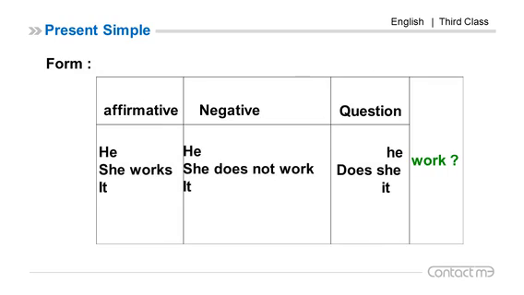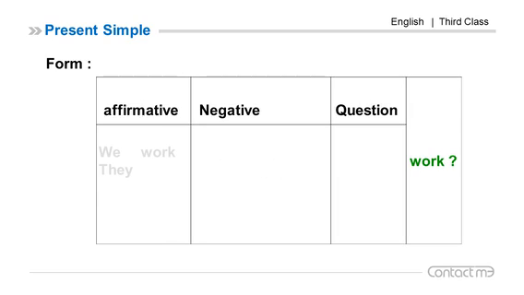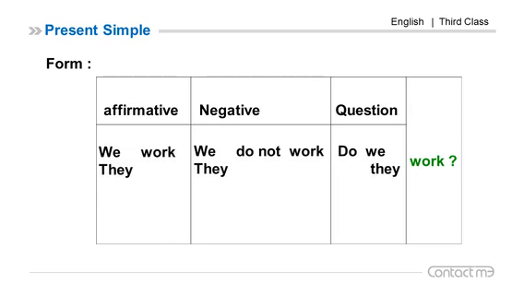With the 3 pronouns, he, she, it works, we add s to the infinitive. Affirmative sentence. He, she, it does not work. Negative sentence. Questions. Does he work? Does she work? Does it work? We, they work. Affirmative sentence. We, they do not work. Negative sentence. Do we work? Do they work? Interrogative or questions.